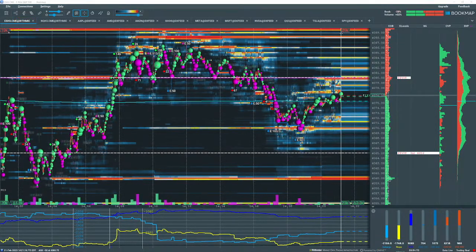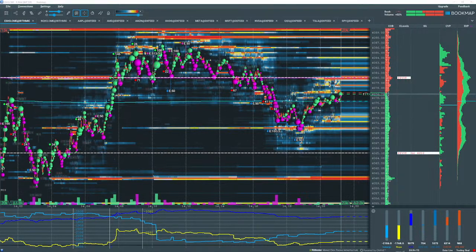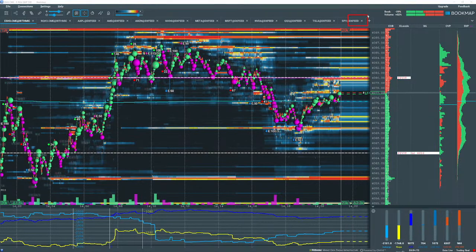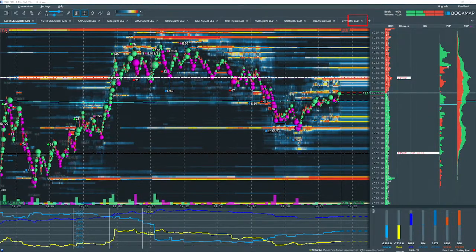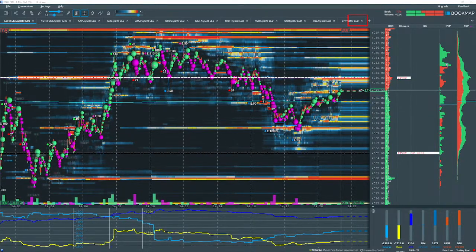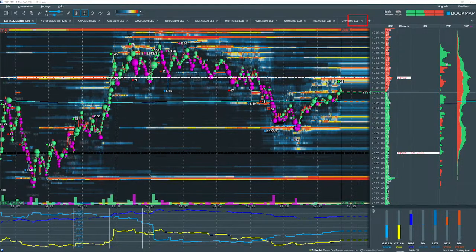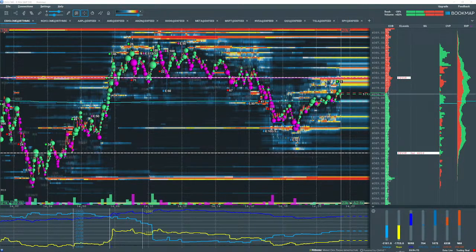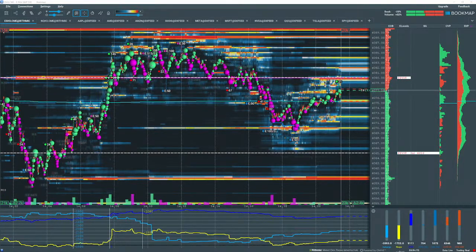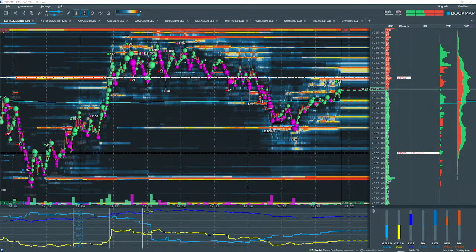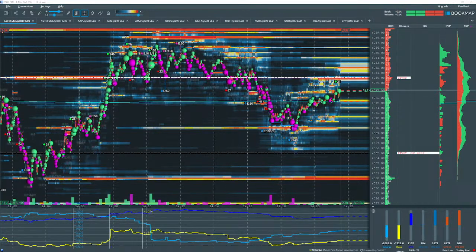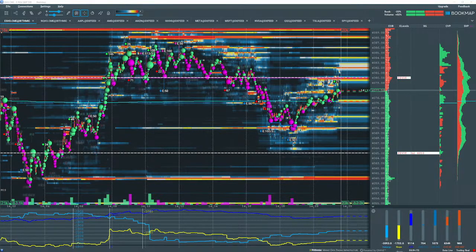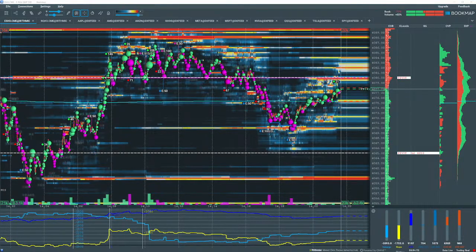And for stocks, I use DX feed. And I've used this for a long time. It's very stable, very reliable. So that's what I use, and most Bookmap traders that I know use this. DX feed for stocks and Rhythmic data for futures.